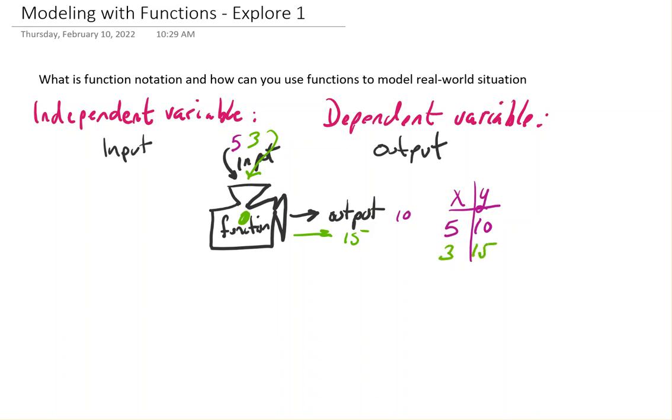Again, we're not sure what happened to it, and it doesn't matter what it was. Anytime we stick in the 3, we're going to get 15. Anytime we stick in the 5, we're going to get 10. So I cannot possibly stick in the 5 and get 15, because it's supposed to give me a 10. So here's how it works. Independent variables are in charge. Dependent variables depend on the independent variable happening.